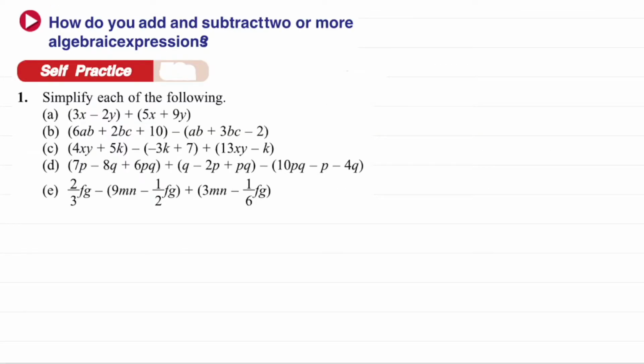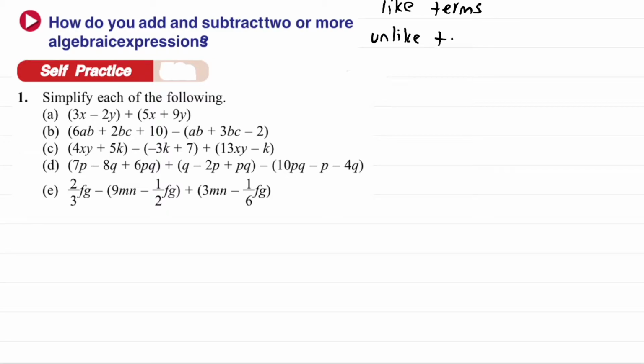Now, how do you add and also subtract two or more algebraic expressions? So we're going to start with the plus and minus operation first, and then we're going to proceed with the multiplication and also division. So for adding and subtracting, the most important thing is you have to know what like terms and unlike terms are.